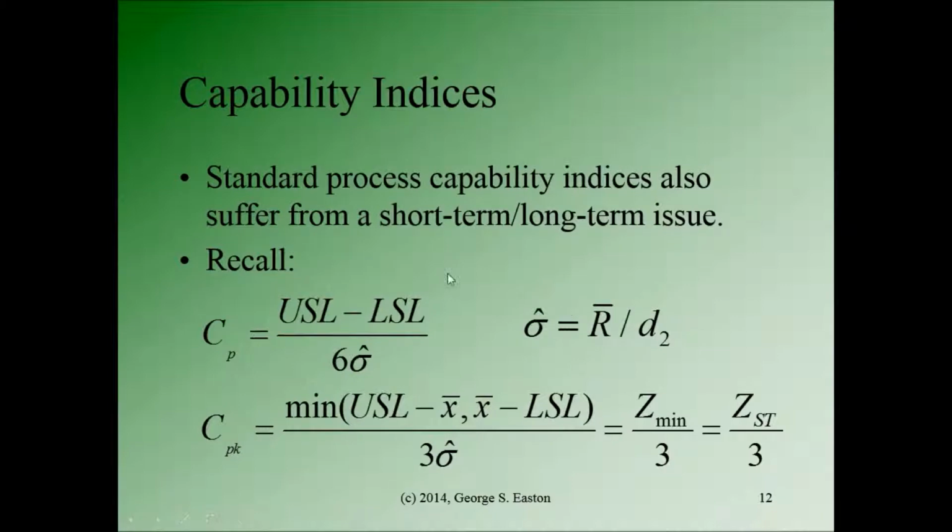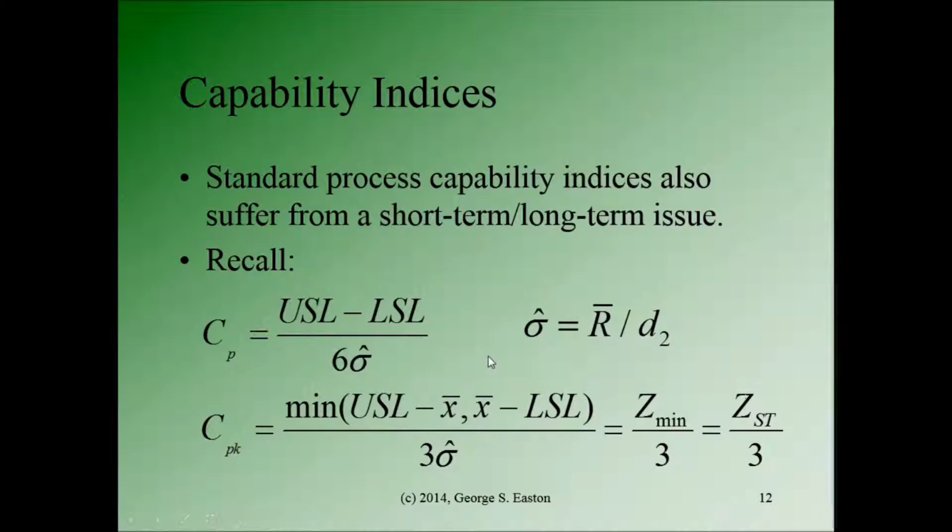So for example, if we go back and look at the definition of the C sub p, it's never defined in terms of z's at all. The z's, remember, represent the number of standard deviations to the closest spec limit. C sub p is not defined that way, so there's not really a good way to redefine C sub p based on only using a z long term instead of a z short term.